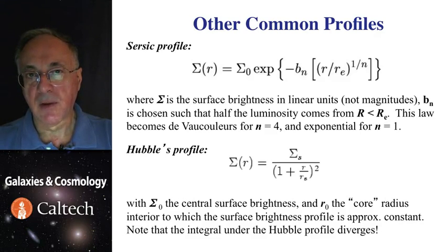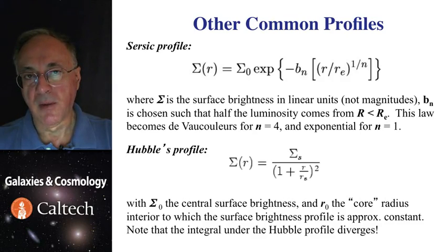This formula turns out to work remarkably well for elliptical galaxies as well as dark halos, which is a very interesting thing. Its physical origin is not really well understood. It is also purely an empirical formula. Hubble himself proposed a different profile.